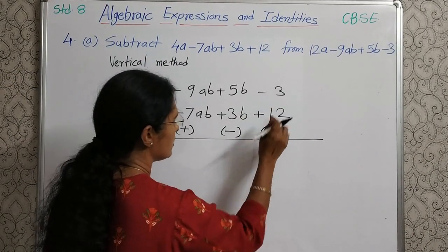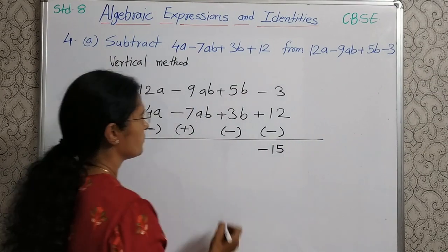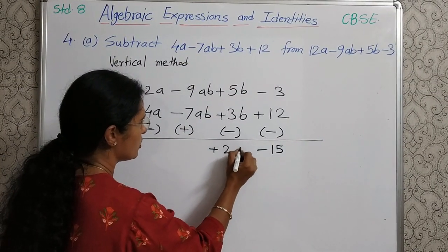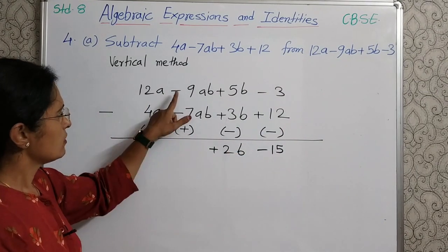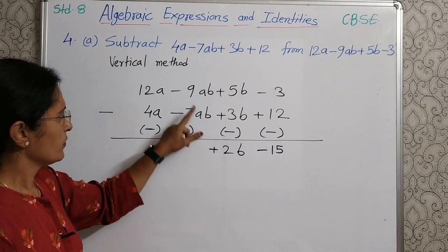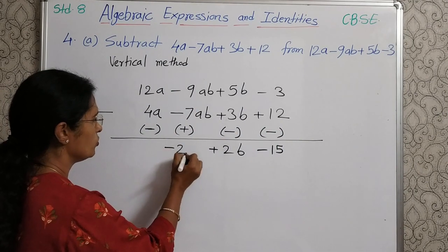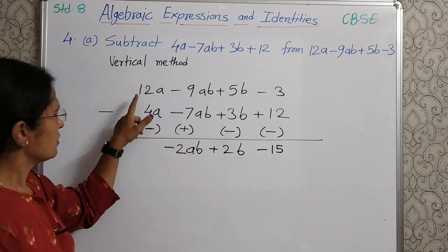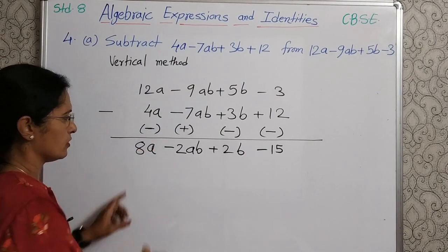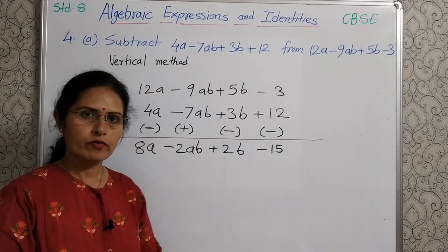So here minus 3 and minus 12 is minus 15, plus 5b and minus 3b is plus 2b. Next, minus 9ab and plus 7ab. So minus 9 plus 7 is minus 2ab. Here 12 minus 4 is 8a. So this is the answer for this subtraction by vertical method.